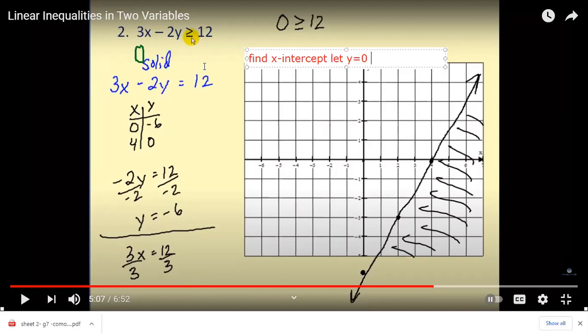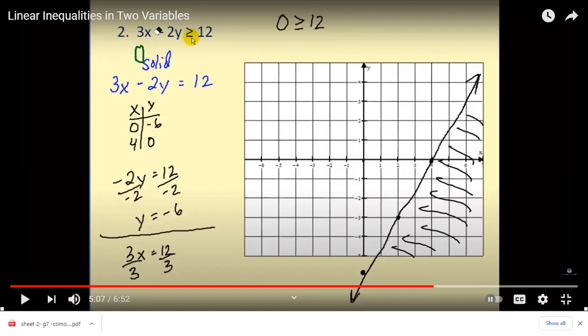Then you will go to the graph and plot the two points, 0 and negative 6, and 4 and 0. Then you will connect them with a solid line. Now we want to know which region we have to shade to satisfy this inequality. The easiest point which we can use is 0 and 0.